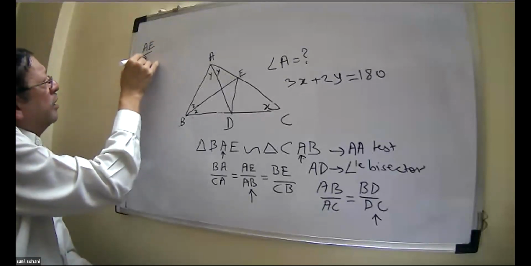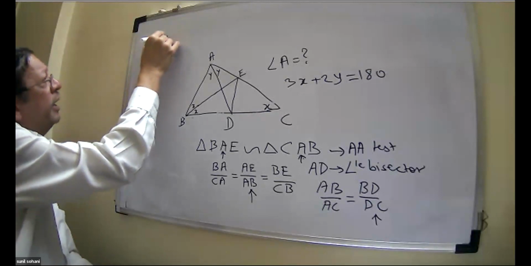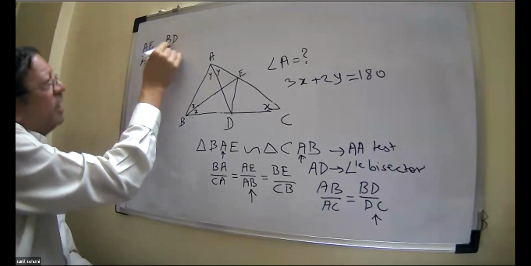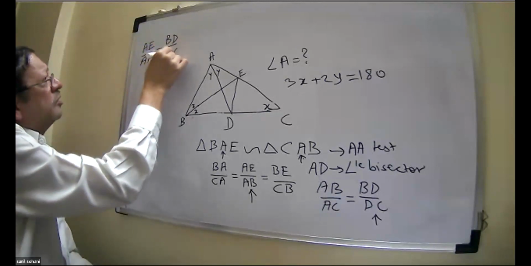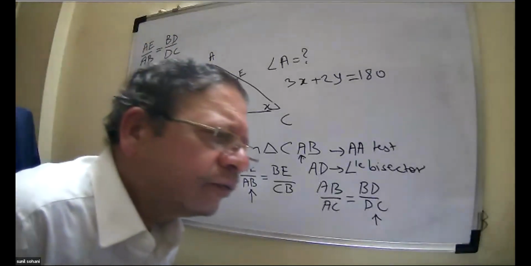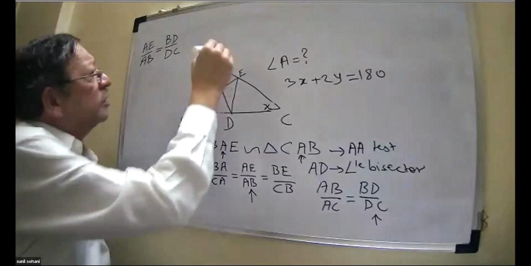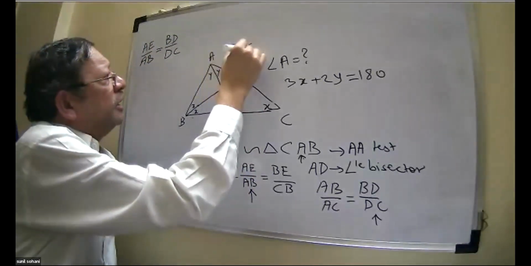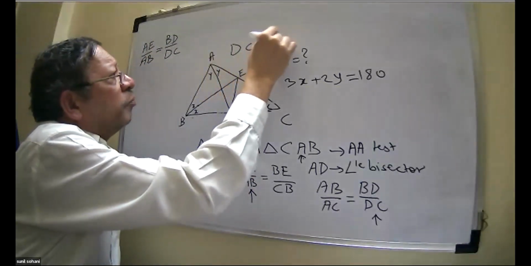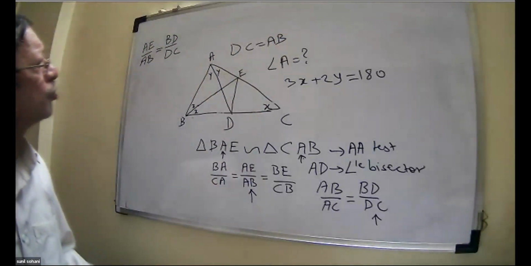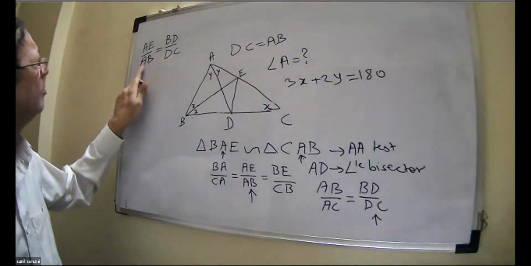AE upon AB is equal to BD upon DC. Okay, I forgot to write one more piece of information. DC is equal to AB is given in the question. Let me write that fact: DC equal to AB, because at this stage it is going to be useful. So can you see DC is equal to AB?